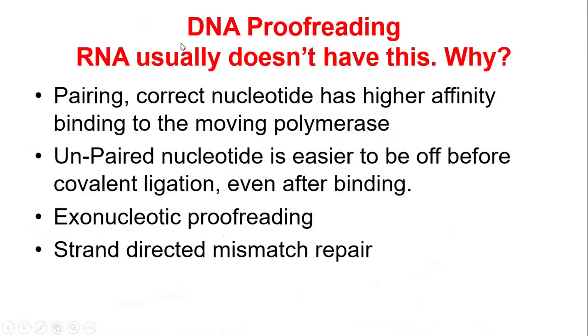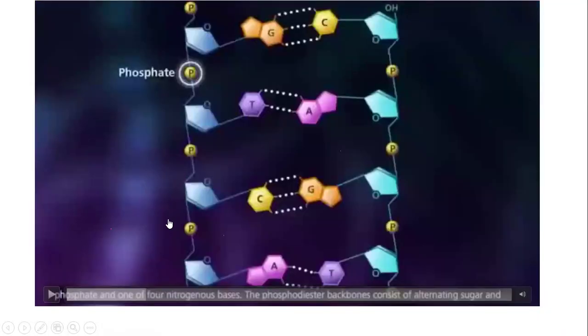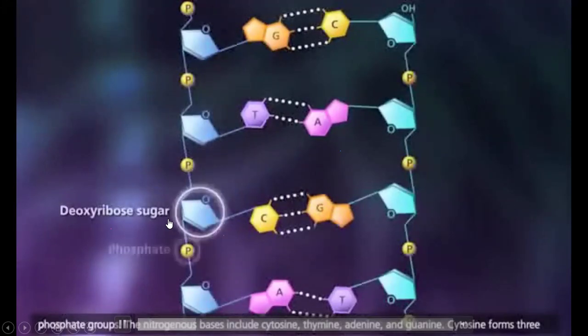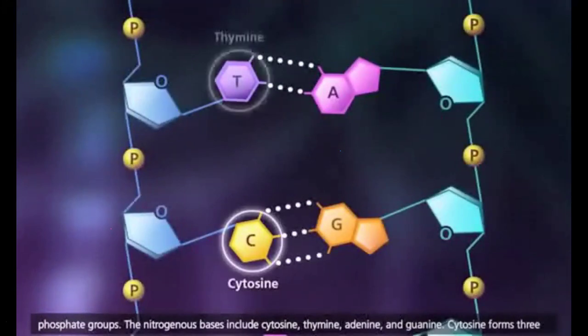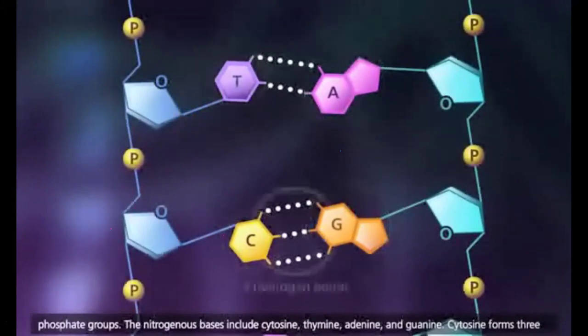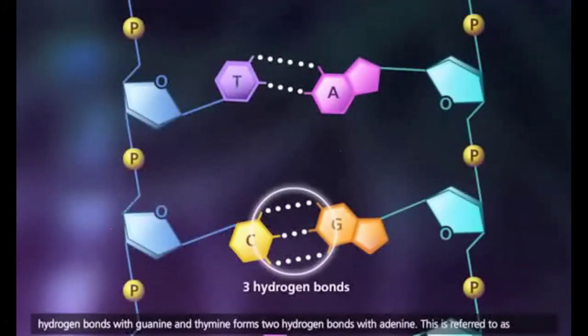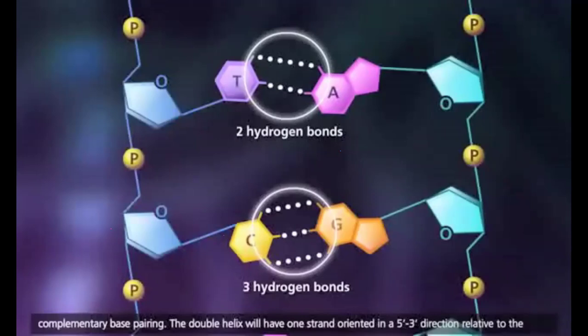Nucleotides of alternating sugar and phosphate groups. The nitrogenous bases include cytosine, thymine, adenine, and guanine. Cytosine forms 3 hydrogen bonds with guanine, and thymine forms 2 hydrogen bonds with adenine. This is referred to as complementary base pairing.